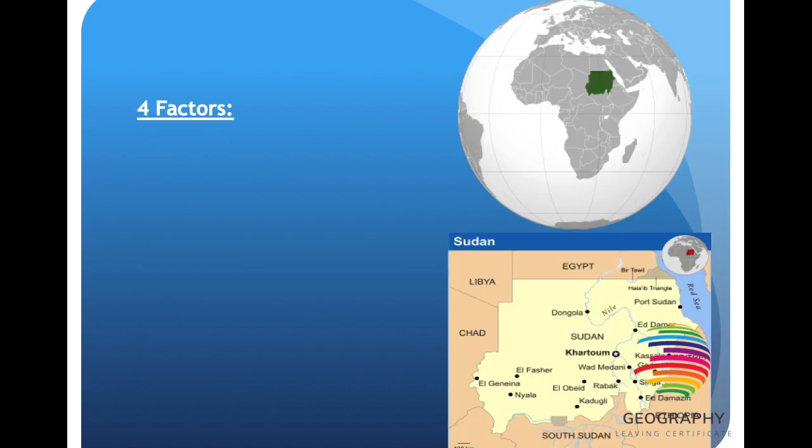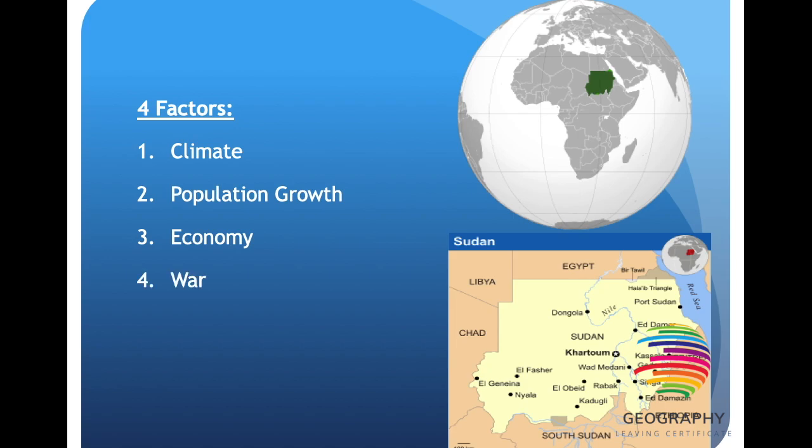A little bit about Sudan. You can see it here on the map. Very large country in Africa. The factors that are stopping the economy from growing are the climate, which stops the economy from growing because if you look at where Sudan is, it's smack bang in the middle of the Sahara Desert. Population growth is preventing the economy from growing. The economy itself, the type of economy, if it's a primary sector or what type of economy we're going to look at, and war. War has a huge impact on whether an economy grows. So those are the four factors.